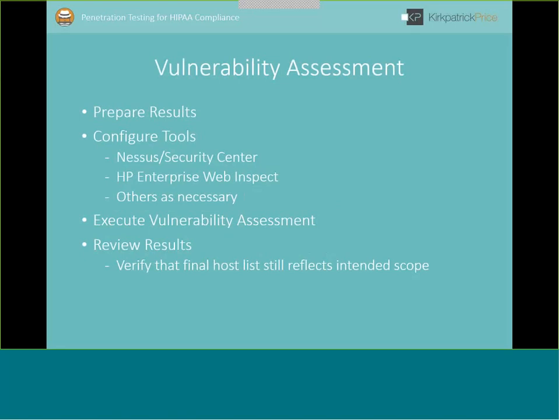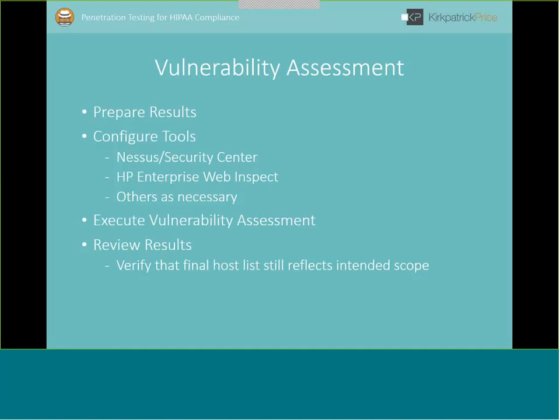So the vulnerability assessment, as you can see in the configure tools section, may be infrastructure, it may be web applications. Our primary tools here are Nessus on the infrastructure side and or Security Center for distributed nodes for multiple scanning appliances. Or HP Enterprise WebInspect, which is what we use for web scanning of large applications, and some other automated tasks that are built in there.